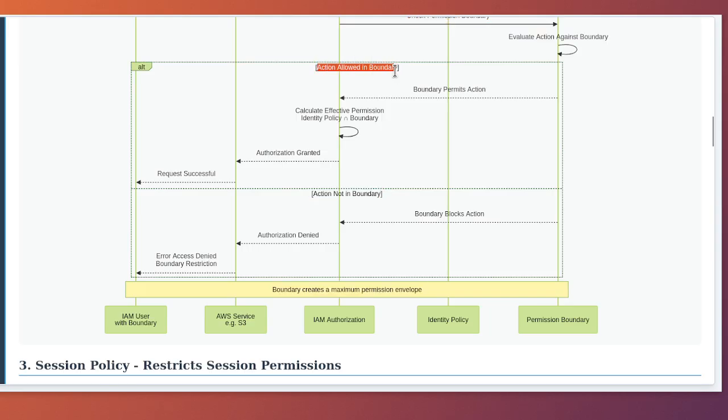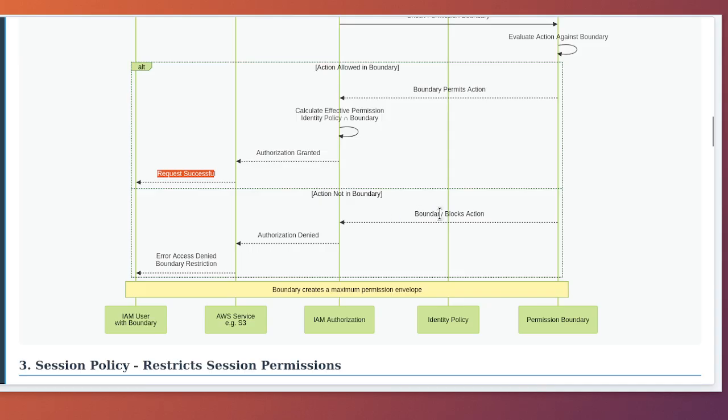In the success path labeled action allowed in boundary, permission boundary responds to IAM authorization with boundary permits action. IAM authorization then performs the intersection calculation shown by the self-referencing arrow labeled calculate effective permission identity policy intersection boundary. Since both the identity policy and boundary allow the action, IAM authorization sends authorization granted back to AWS service. AWS service then responds to IAM user with request successful.